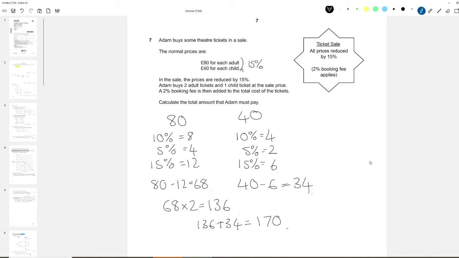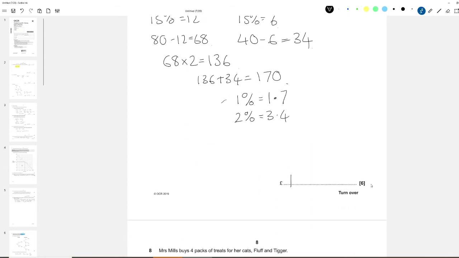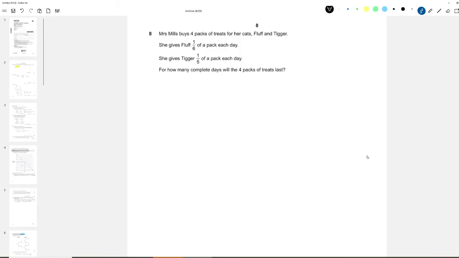So I need to work out 2% of 170 and then add it on. So to find out 2% of 170, I need to find 1%. Find 1%, I divide by 100, which is 1.7. 2%, times it by 2, which is 3.4. So my answer would be £173.40.